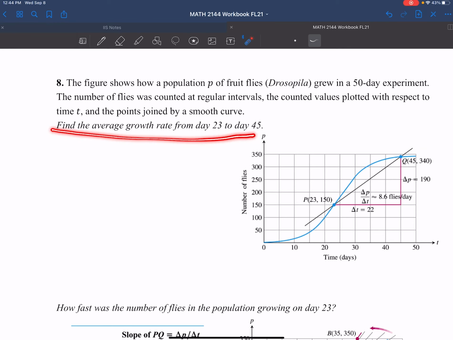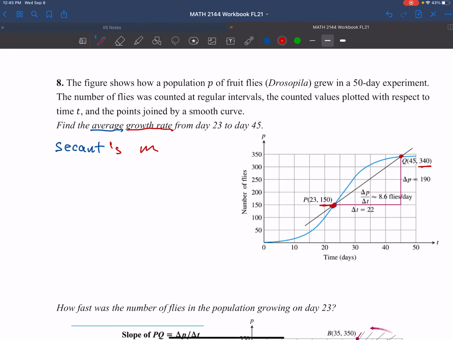Find the average growth from day 23 to day 25. What type of line are we going to be looking at here, the secant or the tangent? Secant. Average, again, we're going to be dealing with secant lines. The average, so average means secant. Growth rate, we're going to be looking at the secant's slope. So you can see this is already kind of done for us. We have the point 23 right here and 45 right there, and we found the associated data.